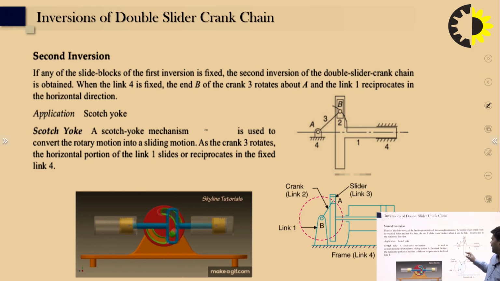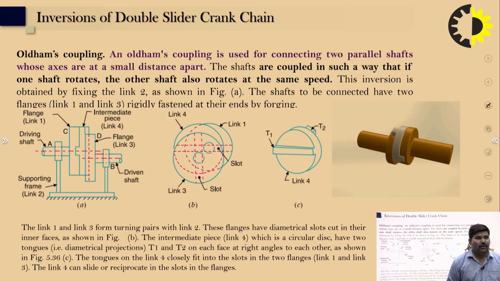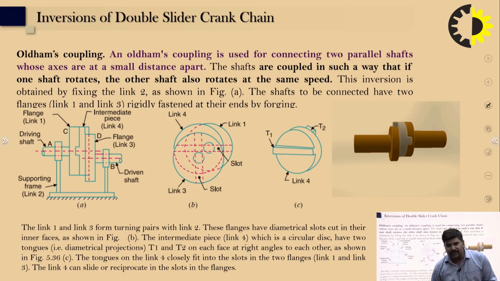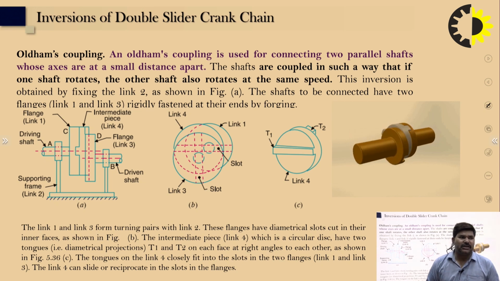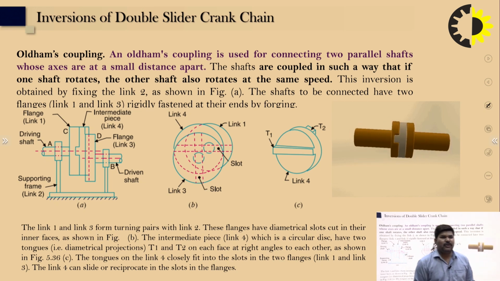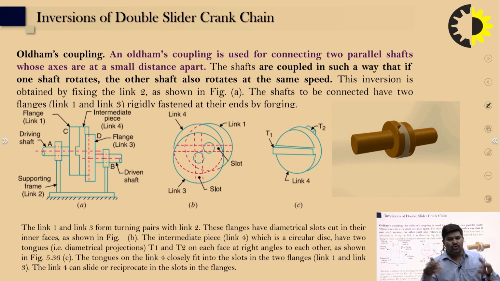You can see here that link 4 is fixed, right? It is used to convert rotary motion into sliding motion, and as crank 3 rotates, the horizontal portion of link 1 slides or reciprocates in the fixed link 4. This is another example, the Oldham coupling. Basically, the Oldham coupling is used for connecting two parallel shafts.